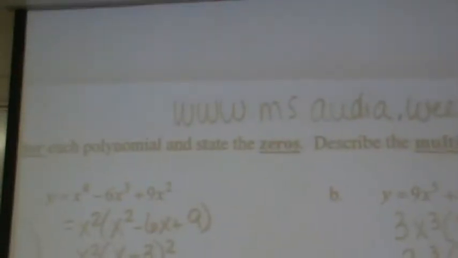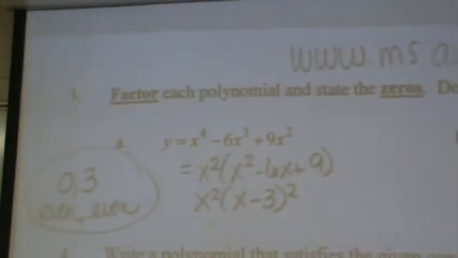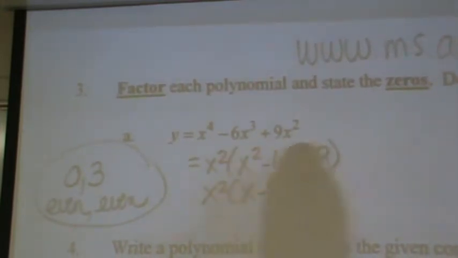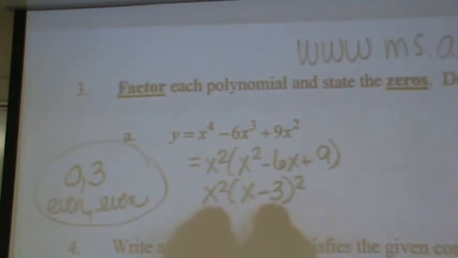Okay. For 3, you're asked to factor each polynomial and state the zeros and the multiplicity. So for A, I pulled out an x squared, and then I said, oh, that's x minus 3 quantity squared. So my 2 zeros are 0 and 3. And their multiplicities are both even. So I know that it's gonna touch at both of these spots on the x-axis at 0 and 3. You guys getting this?